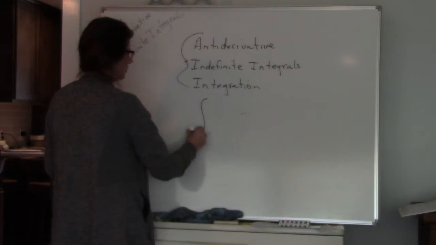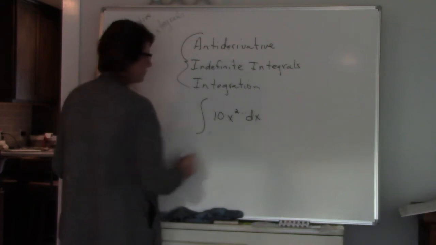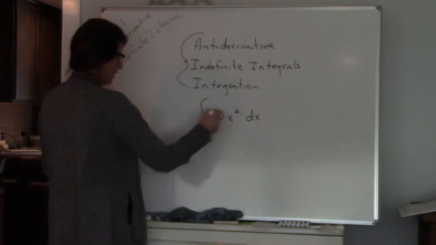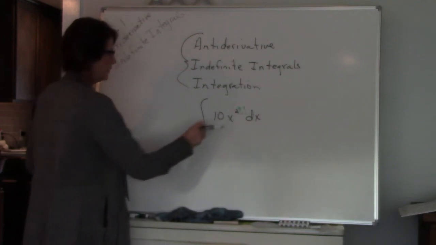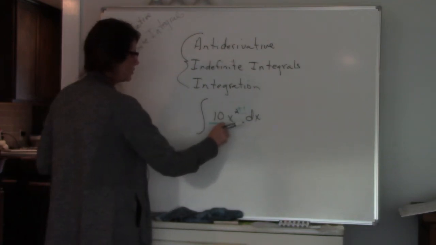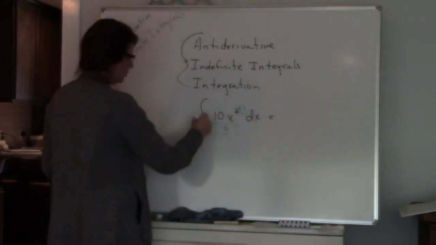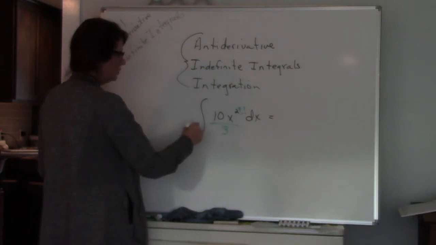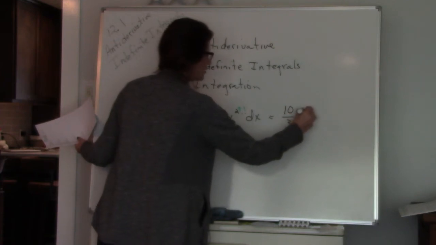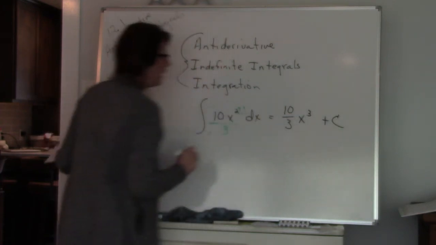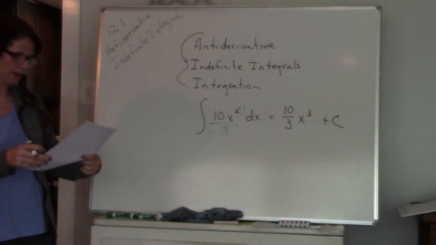The integral of 10x squared in terms of x. Again, we are going to add 1, and then divide by my new exponent, and my new exponent is 3. So the antiderivative, or the integral of 10x squared dx, is 10/3 x to the third power plus c. So add 1 and divide by the new exponent.